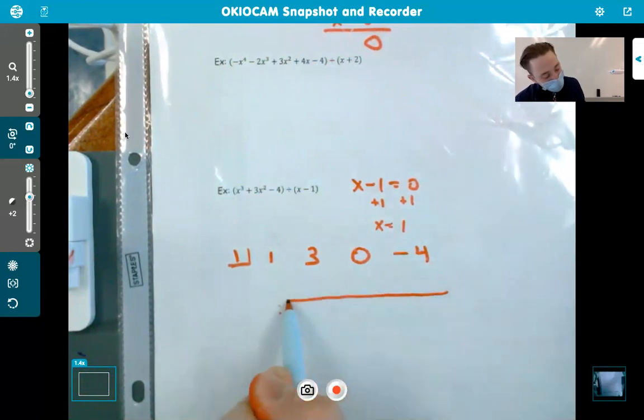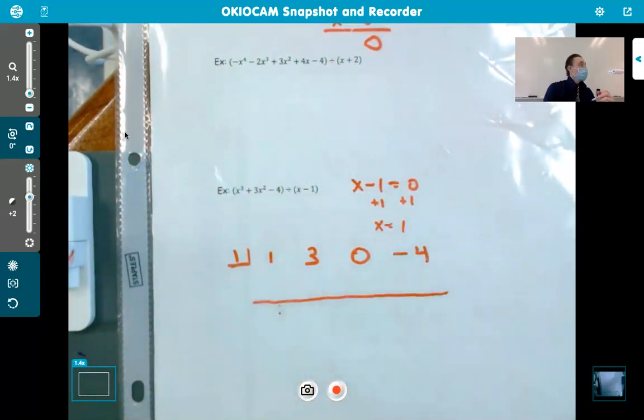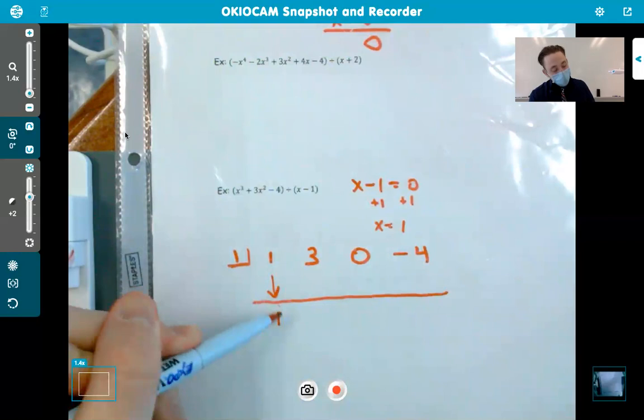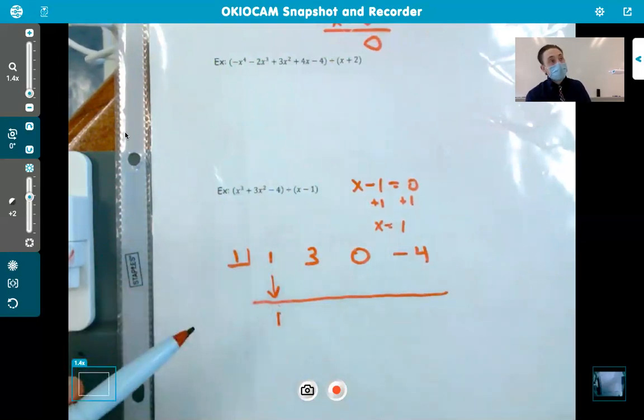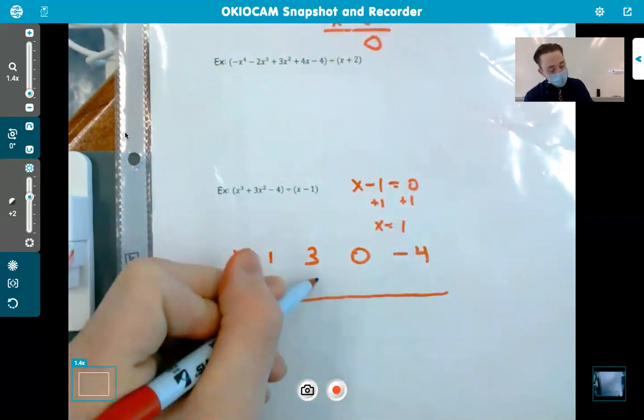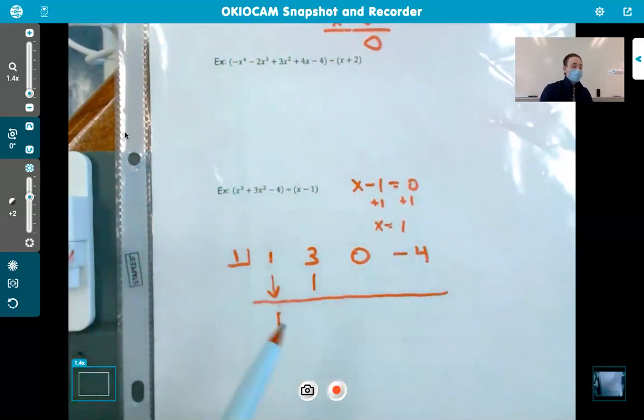I'll draw my line. Somebody from home, tell me what the next step is. What's the next thing I need to do? Bring down the first number. To bring down that first number, which is 1. And then what do I have to do with this 1 and this 1? Multiply them. 1 times 1 gives me 1. I'll write that there.